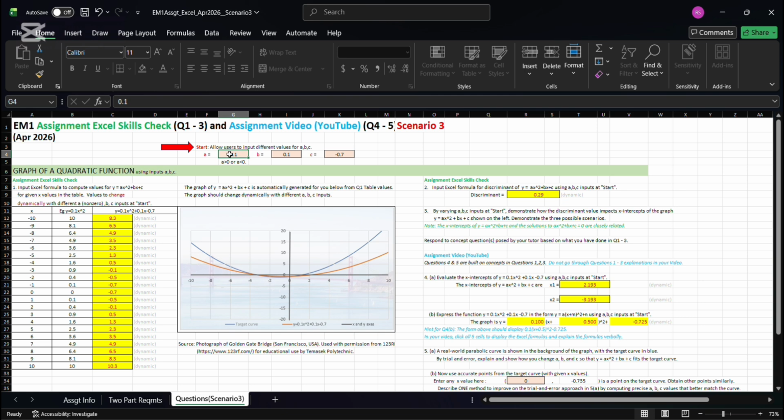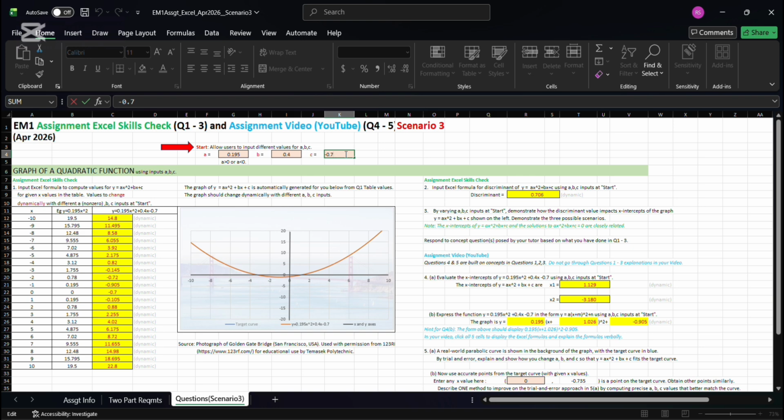I adjusted the values of a, b, and c and observed how the graph changed. So changing a affects the shape of the parabola. So instead of making it 0.1, I make it 0.195. Changing b moves the graph left and right. So instead of 0.1, I'll do 0.4.